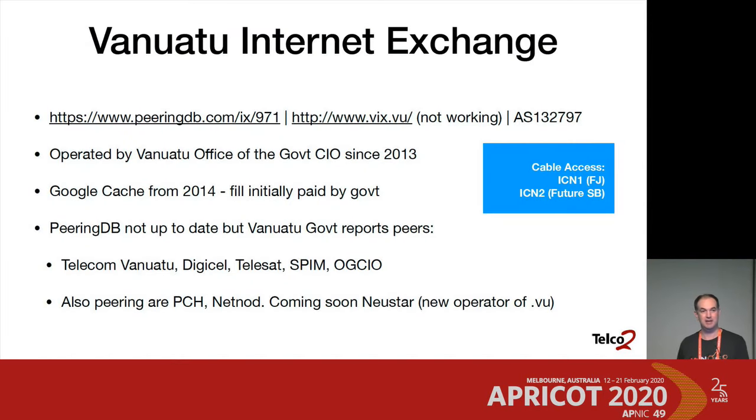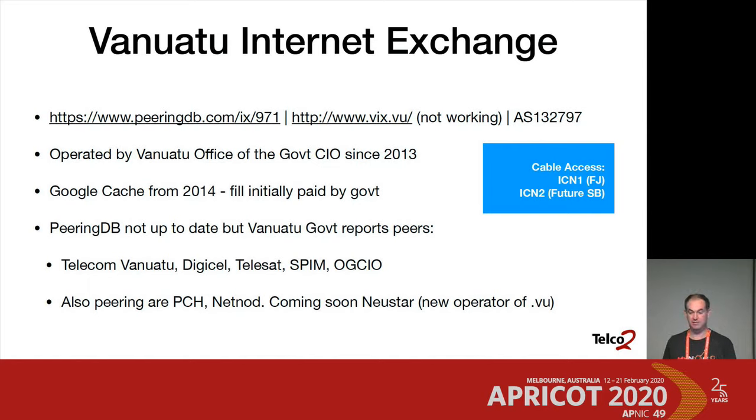So Vanuatu has had an internet exchange for longer than any other country in the South Pacific islands, I should say. They turned up their IX in 2013, just around the same time as the Interchange 1 cable was lit up. The IX is operated by OGCIO, or Vanuatu's Office of the Government CIO. They were very fortunate in getting a cache from Google back in 2014, and that convinced a lot of the local networks to turn up and peer. Without that cache there as a carrot, we probably would not have seen such participation in the Vanuatu IX.